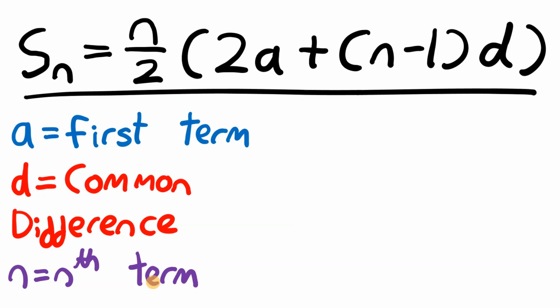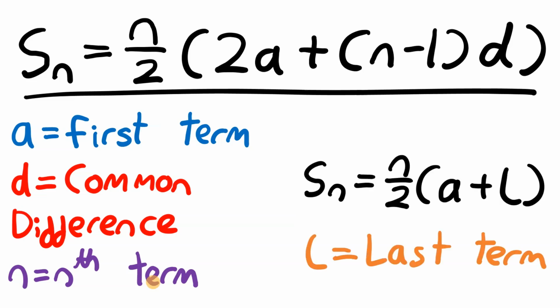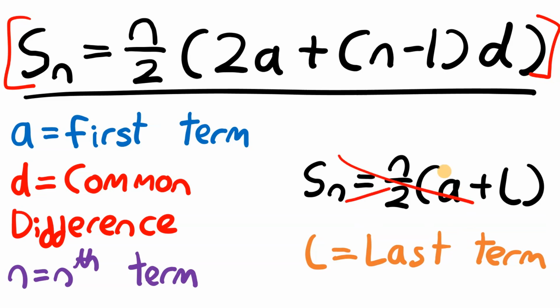Now, they also give you another formula in the formula booklet, which is this here, where Sn is equal to n over 2 times a plus l, where l is the last term in the series. 90% of the time you're going to be using the other formula. This formula doesn't come up that much. The reason is that in order to use it, you need to know the last term that you're adding up to, which a lot of the time you won't.